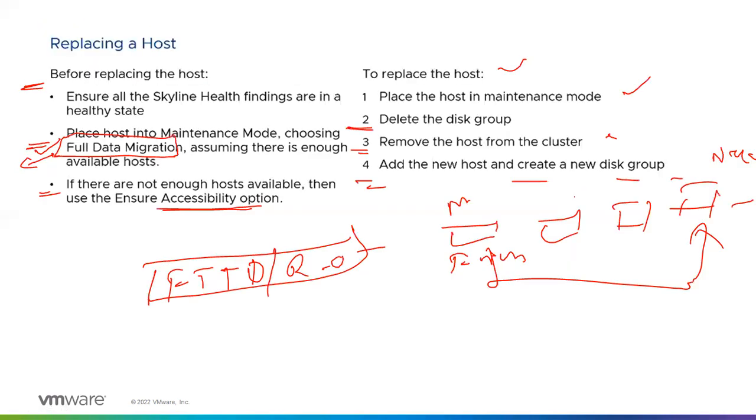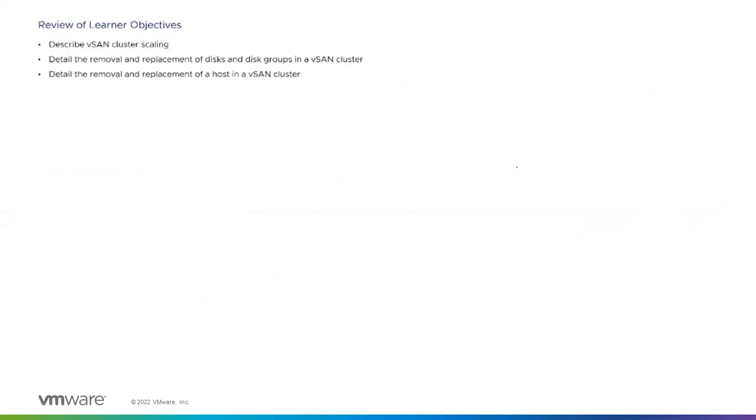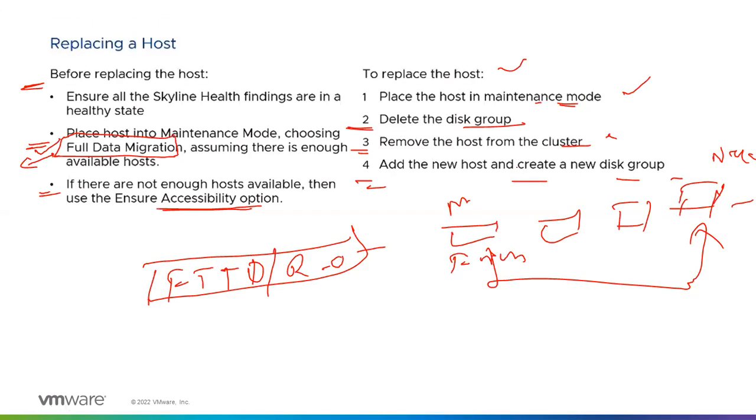So at that time the data will be copied to the new host, sir, if it is available. That's my point. Yes, sir. That's why I've chosen the full data migration. Correct, correct. So once full data migration happens, maintenance mode, delete this disk group, remove the host, right? Yes, sir. So we are good with the scaling.